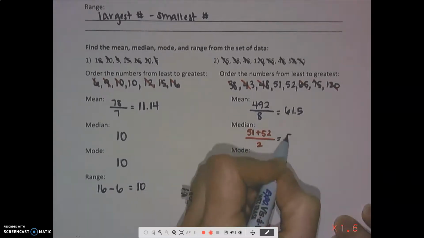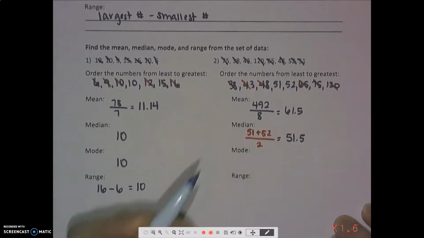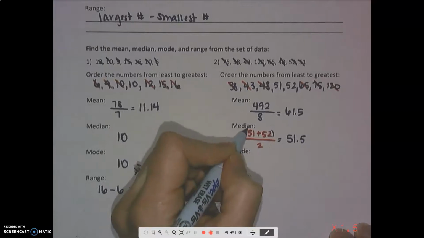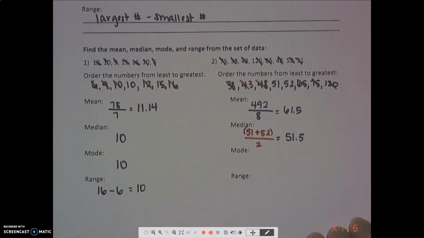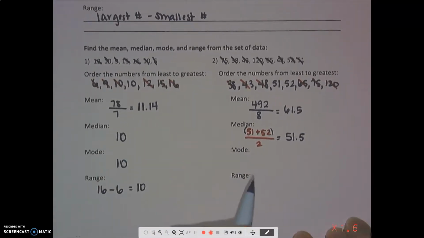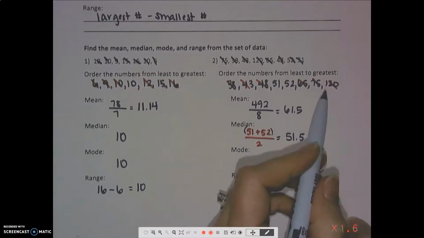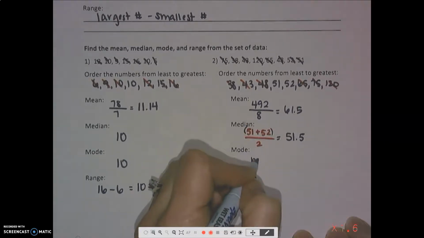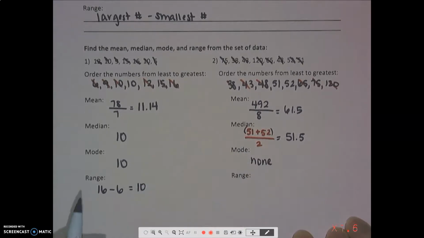Which means that we would get 51.5. 51.5 is the number that's halfway between 51 and 52, okay? Remember, if you're doing this in the calculator, you would need to put parentheses around that. It's implied parentheses. All right, mode, the most commonly written number. All of them are written once, so we are going to say none or no mode.